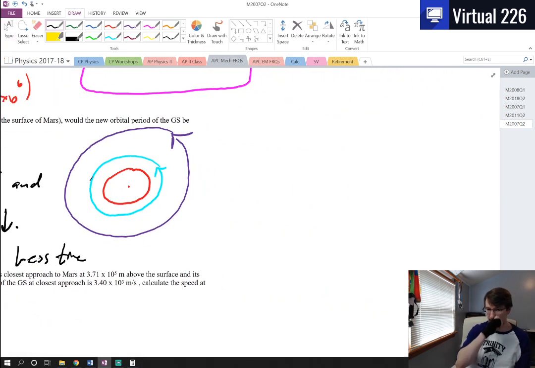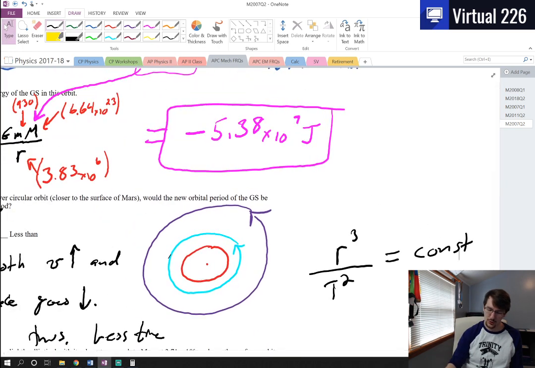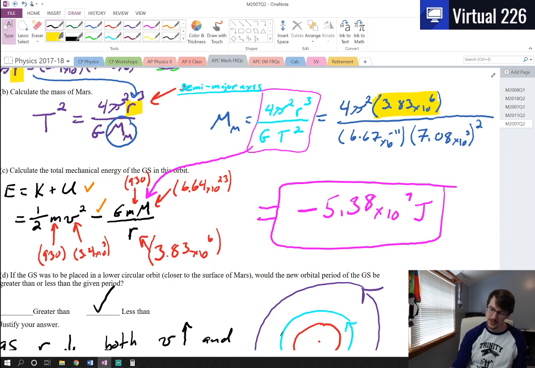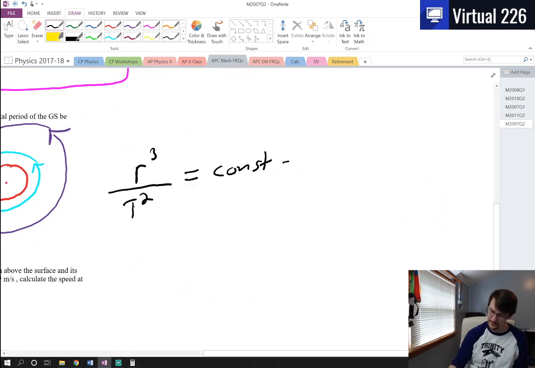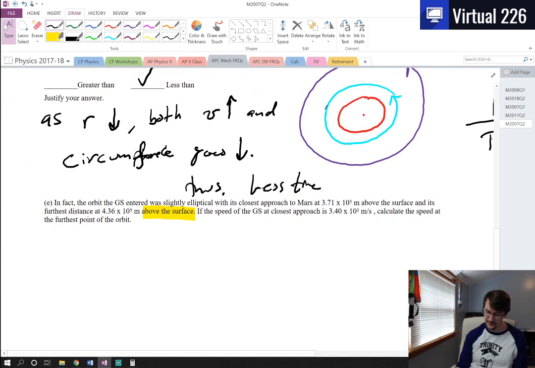You could also say here that with Kepler's law, the semi-major axis cubed over the period squared is a constant, because at that point you only have the mass times the gravitational constant divided by 4 pi squared. Because of this, if we decrease the radius and this remains constant, T must also decrease. So we see it in both ways there, however you like to say that.